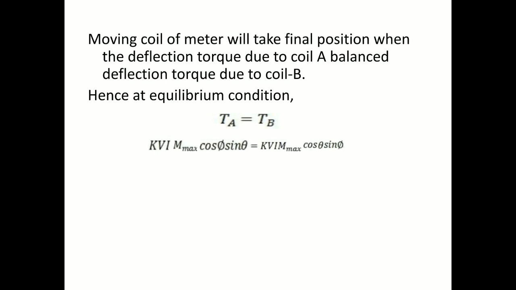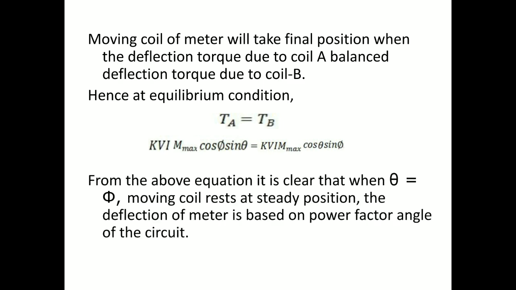If you write TA, it is K V I M max cos phi sin theta, and TB is K V I M max cos theta into sin phi. From this, it is very clear that LHS and RHS are equal when the value of theta is equal to the value of phi. That means the motion of the moving coil with respect to the plane of reference is purely governed by the power factor angle phi. So with the help of this instrument, we are in a position to directly measure the power factor of that particular circuit.